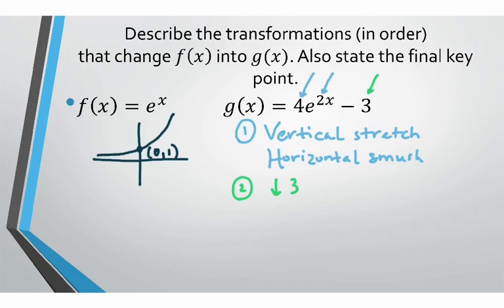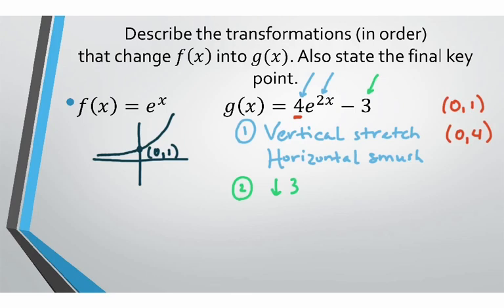So now we're not quite done though. They're saying, all right, well, we've listed in order what happened, but what happened to 0, 1? That's the question. So let's follow that point around. So remember we learned when you vertically stretch an exponential curve, you are also stretching the key point. You are multiplying by 4. So our key point is now at 0, 4. That's our new original amount.